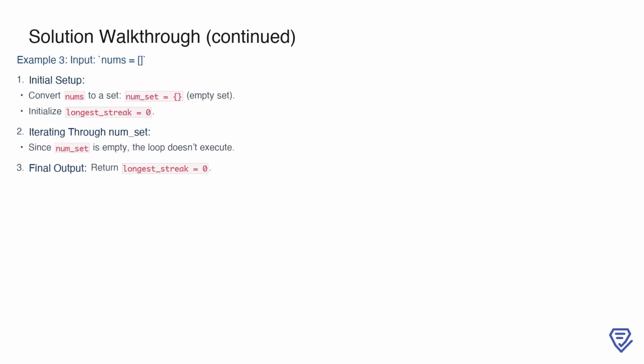For the third example, the input array is empty, so when we convert it to a set, we get an empty set, number_set equals empty. We initialize longest_streak to 0. Since there are no numbers in number_set, the loop does not execute. Without any sequences to process, we directly return longest_streak, which is 0.